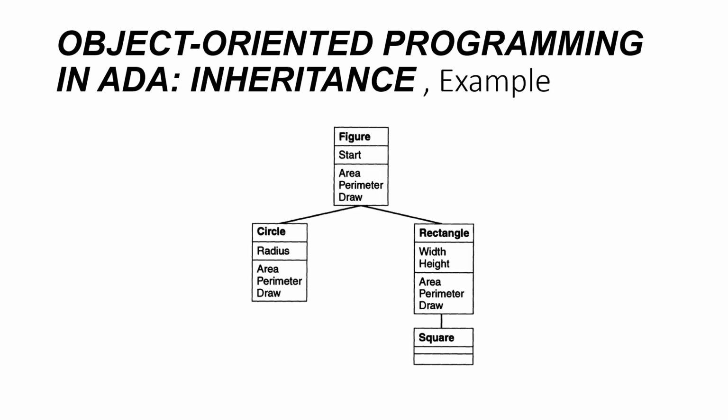So how does inheritance happen? You see, this is one record which contains the figure, and it contains the element start and the operations area, perimeter and draw. Now the circle is derived from the figure. That means circle contains all the methods and attributes of the figure, and additionally it contains the radius, one more attribute, and it overrides area, perimeter and draw for its purpose. The rectangle adds width and height in addition to the start, and it also has area, perimeter and draw. The square is at the same level as the rectangle.